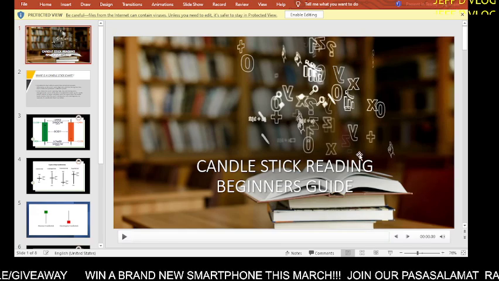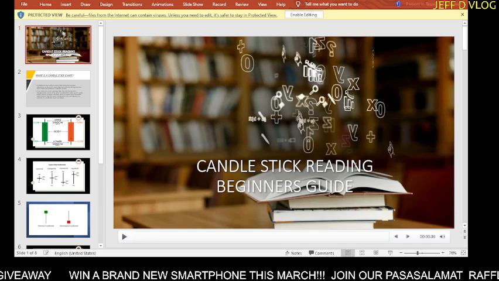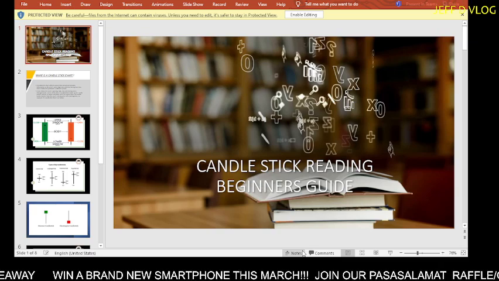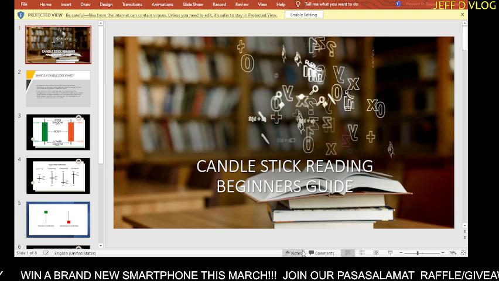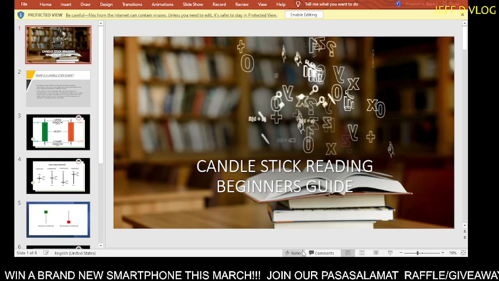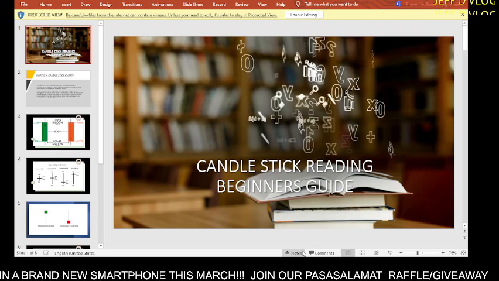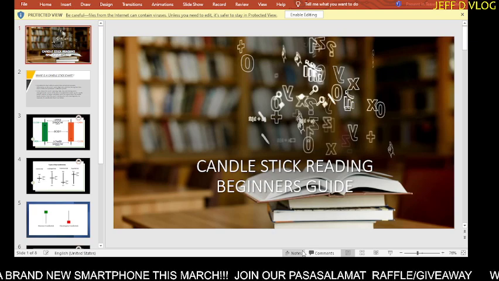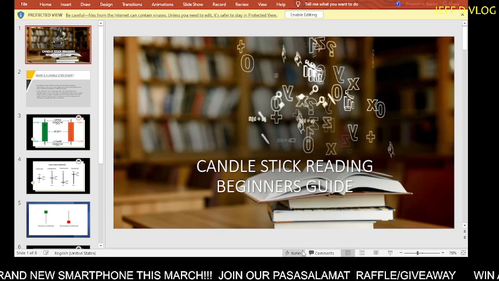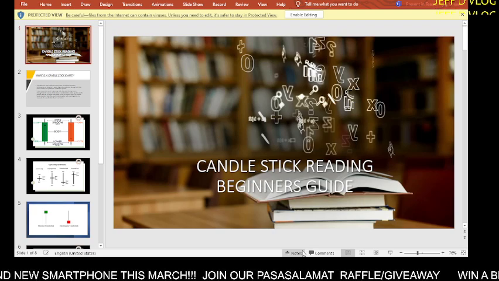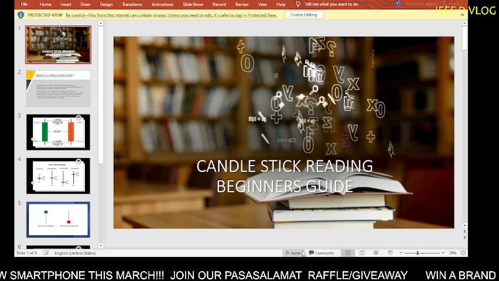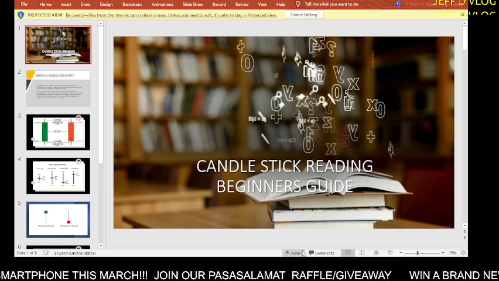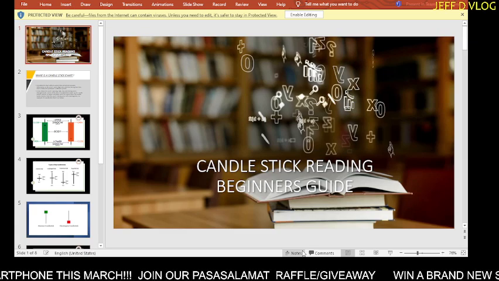So for today's video, we are going to tackle or discuss candlesticks. This is for beginners. If you are a pro or really good at this, you can just comment and help others who are currently watching. We are doing this in English because we also have some viewers from other countries, but we will explain it in layman's terms.